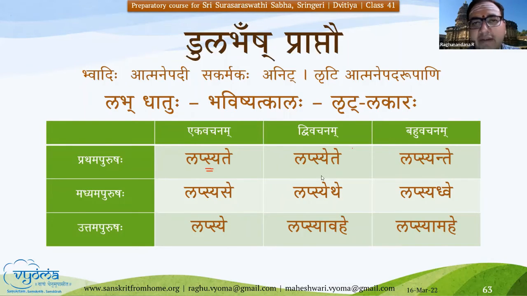So this is to obtain. Someone will get something in the future. So you can say Ramaha Phalam Lapsyate or something like that. It's already happened, but something like this, or whenever you want to give an assurance or something like that.